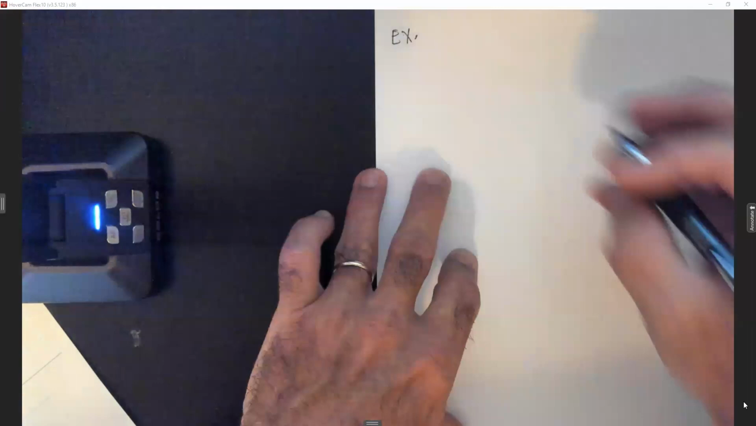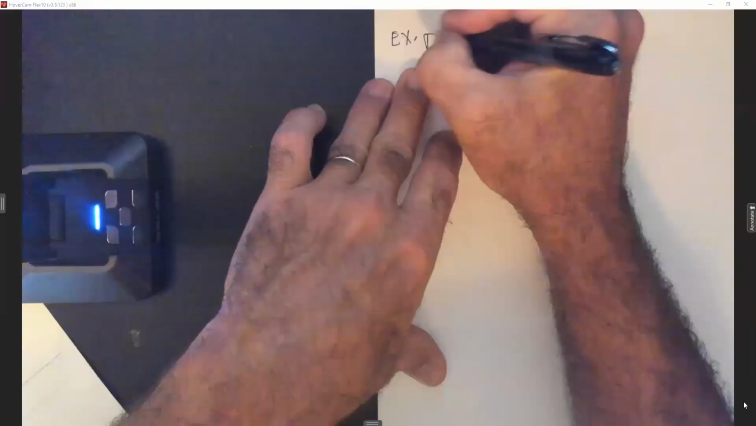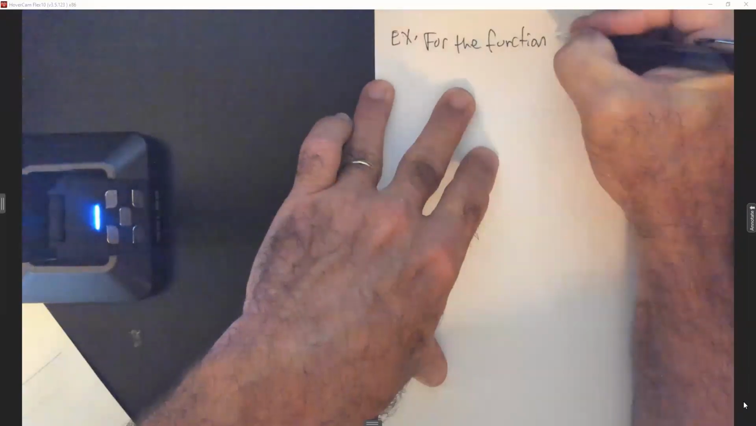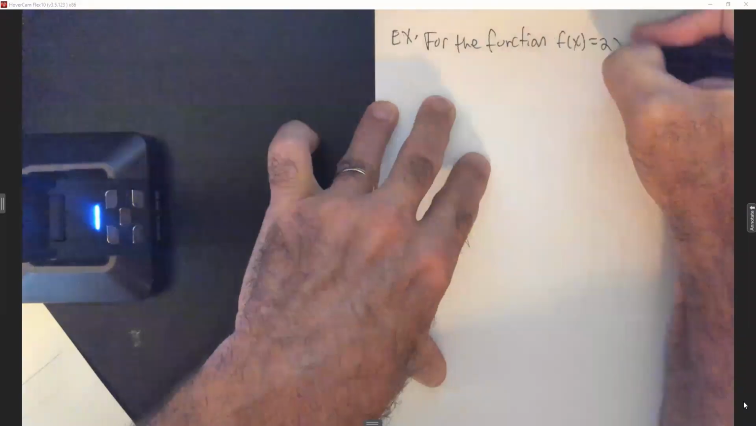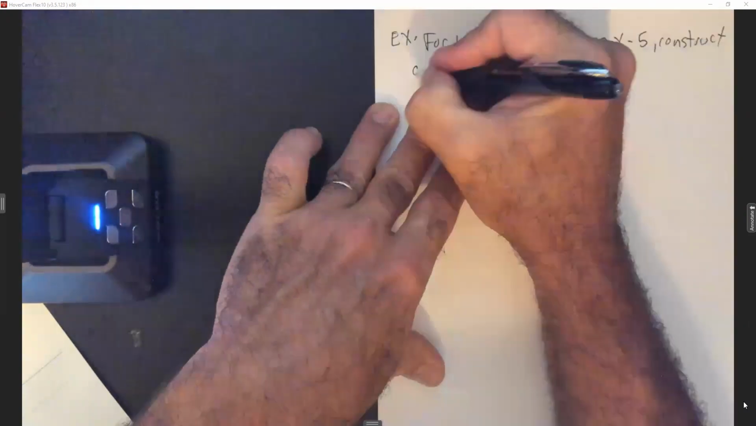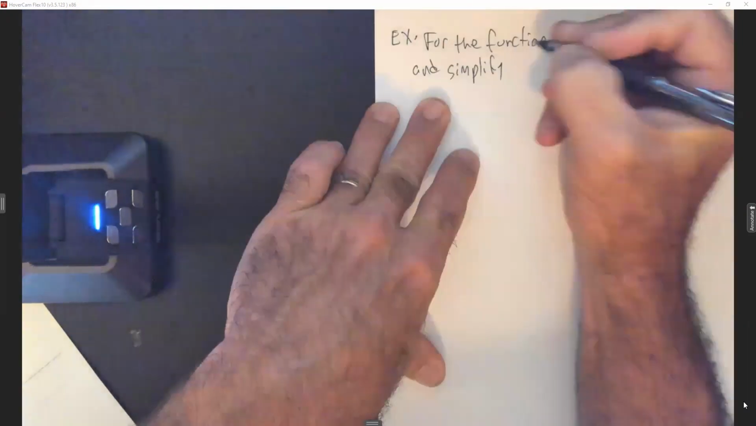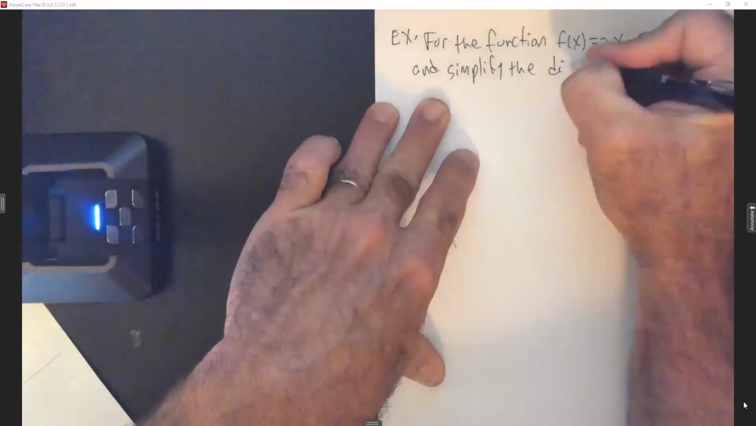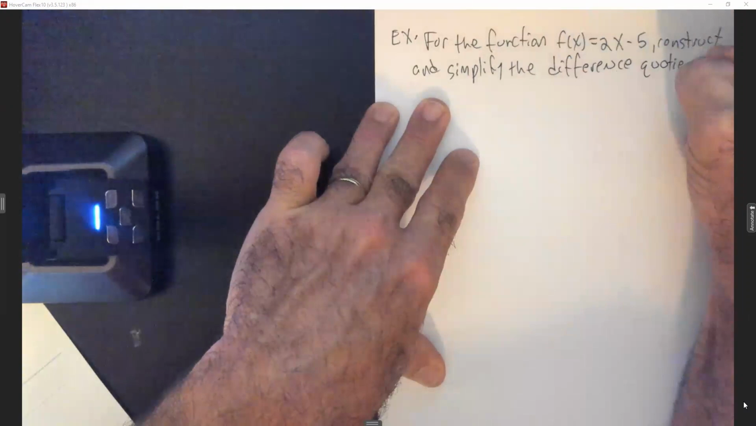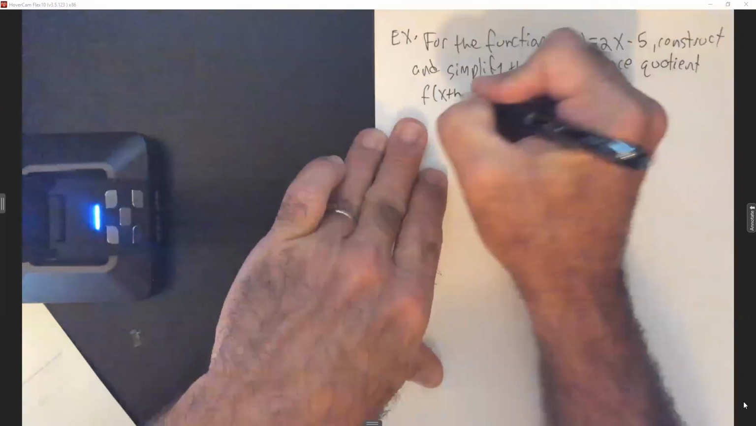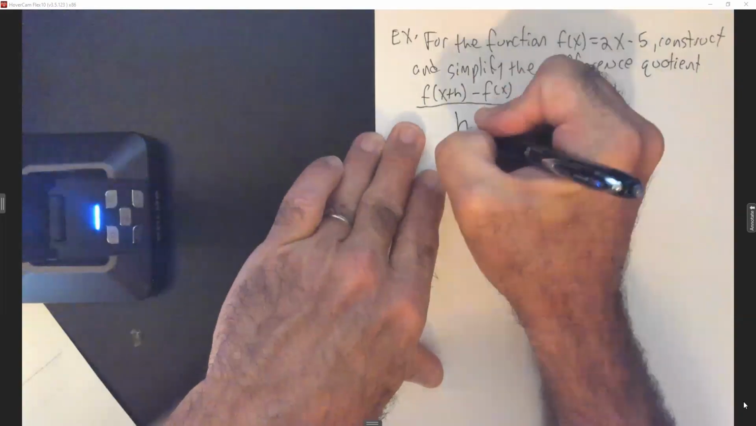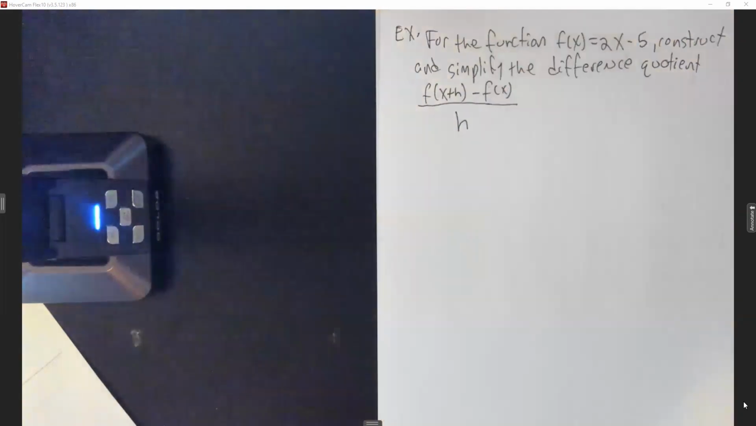So they're telling us for the function f of x equals 2x minus 5, we're going to construct and simplify the difference quotient, which is f of x plus h minus f of x all over h. So this is one formula you don't have to memorize because they put it on every problem, okay?